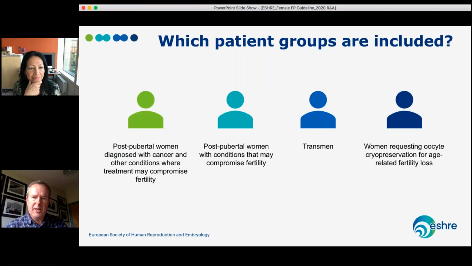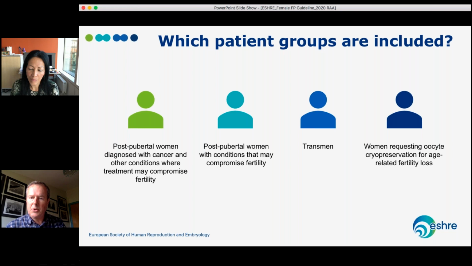One of the key things at the beginning of this process was to really discuss and agree on which patient groups we wanted to include in this guideline. And we decided on these 4 key groups. So they are post-pubertal women who have a condition where the condition or its treatment will compromise their future fertility. A second group of women may have a condition that may itself compromise their fertility, such as Turner syndrome would perhaps be the classic example of that. We wanted to include transgender men who may wish to store eggs or perhaps embryos for their future fertility.